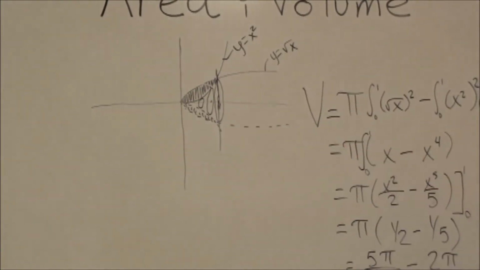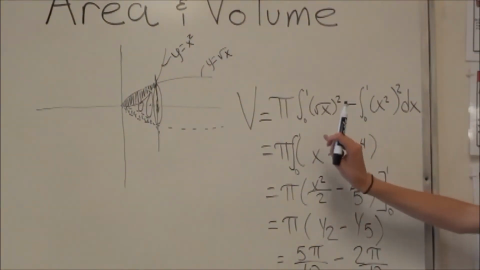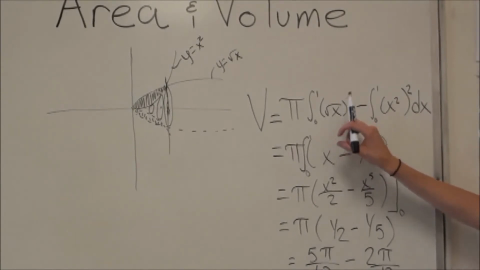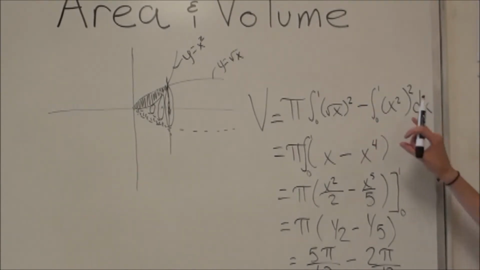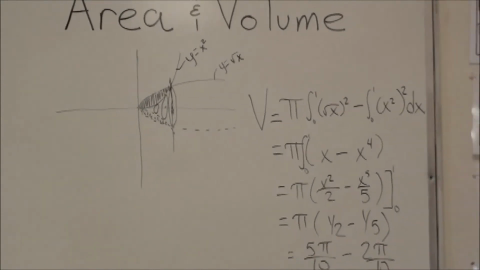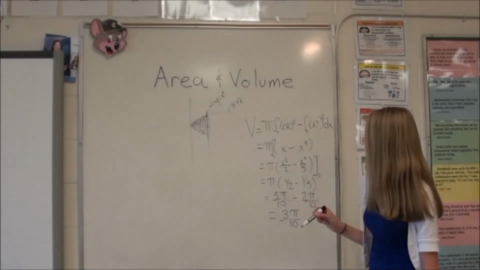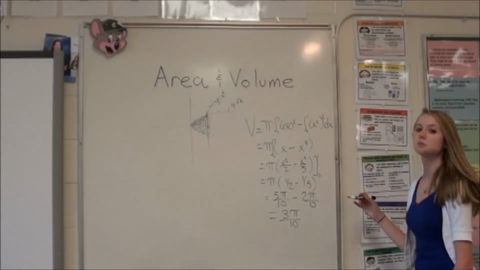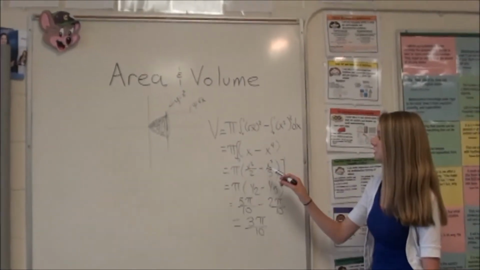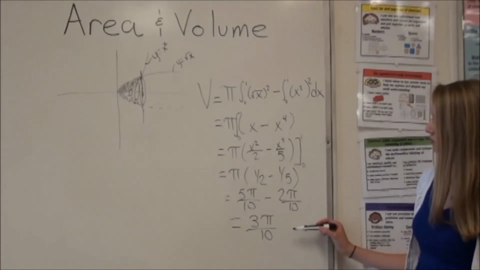So the way that you would set it up is volume equals pi times the integral of square root of x squared minus x squared squared. And you do the same thing where you do pi r squared to find the area of the discs. And this just takes you through the process. You simplify it and then you anti-derive it, and when you plug in the numbers, you get 3 pi over 10.